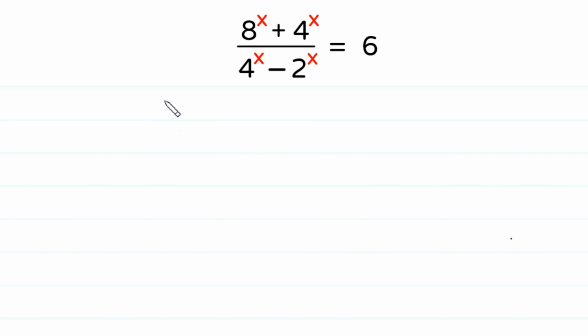Hello, welcome to how to solve this exponential equation. 8 to the power x plus 4 to the power x divided by 4 to the power x minus 2 to the power x is equal to 6.